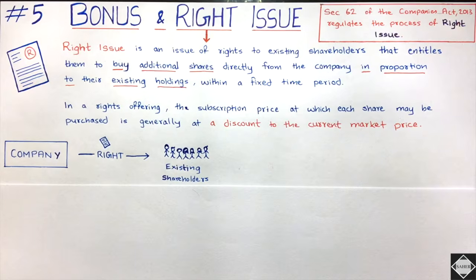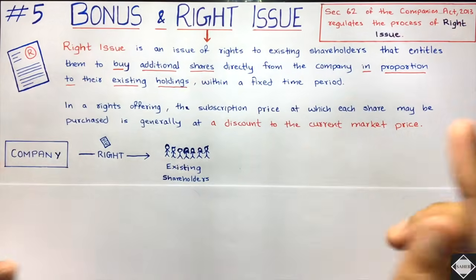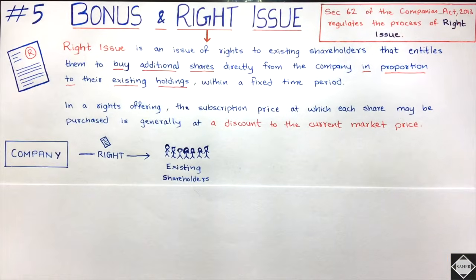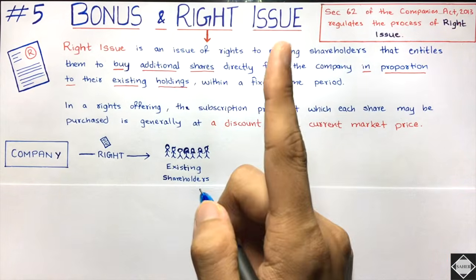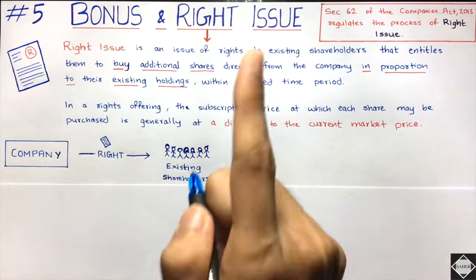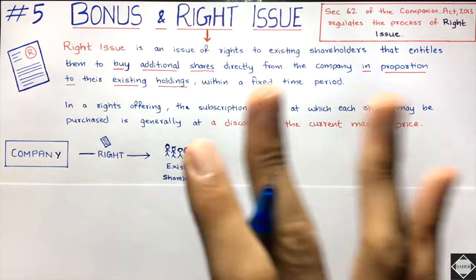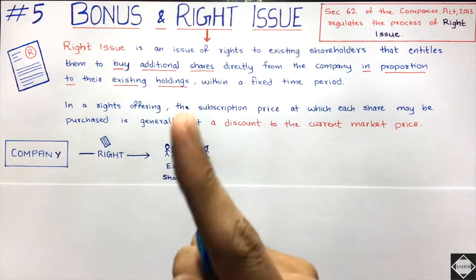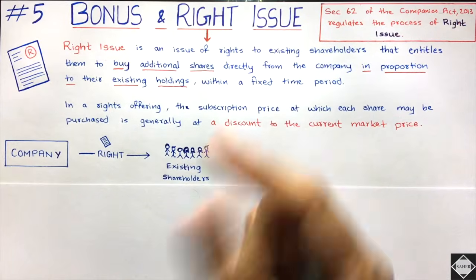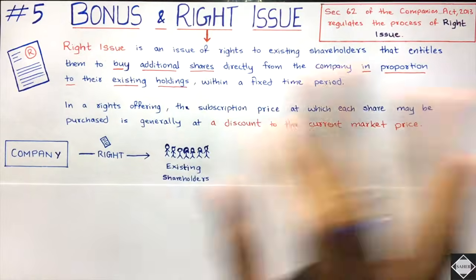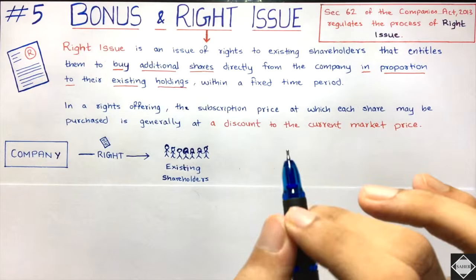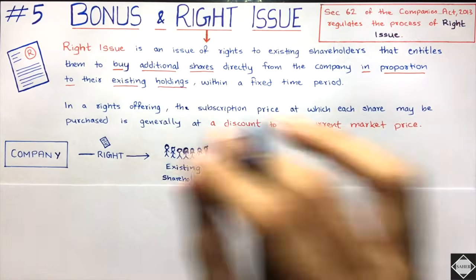If the ratio is 1:10, and you have 10 shares, then a right will be given to you to buy 1 share. 1:5 means if you have 5 shares, you will be able to buy 1 share. 1:2, if you have 2 shares, you will be able to buy 1 share. Like that, you buy. You will not get it free of cost. This is not bonus. Here there is cash flow involved. In bonus there was no cash flow. Here there is cash flow.